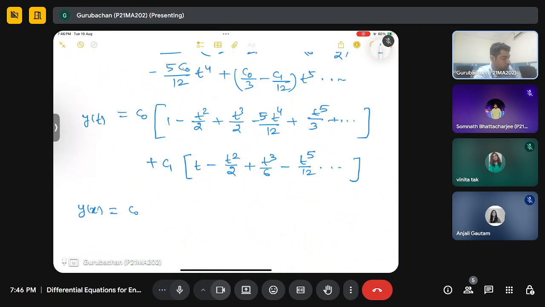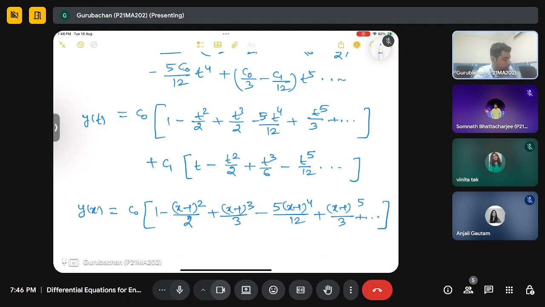This will give you c naught times 1 minus (x minus 1) whole square divided by 2 plus (x minus 1) whole cube divided by 3 minus 5(x minus 1) to the power 4 divided by 12, (x minus 1) to the power 5 divided by 3, and so on, and plus c1 times (x minus 1) minus (x minus 1) whole square divided by 2, (x minus 1) whole cube divided by 6, minus (x minus 1) to the power 5 by 12, and so on.